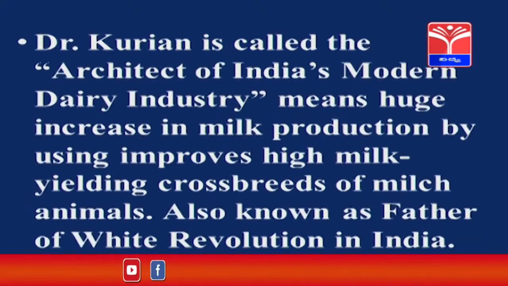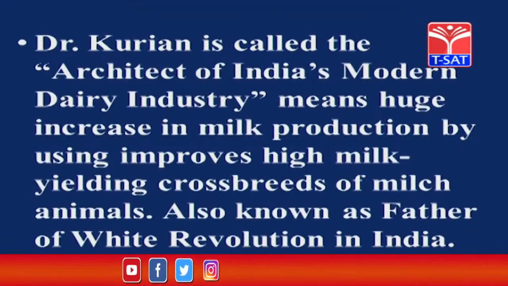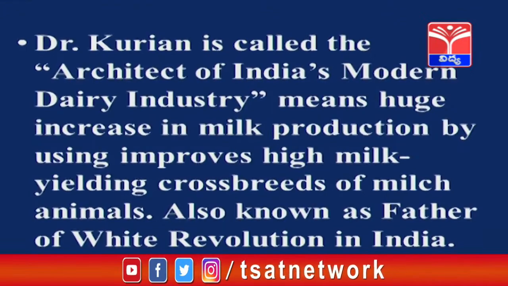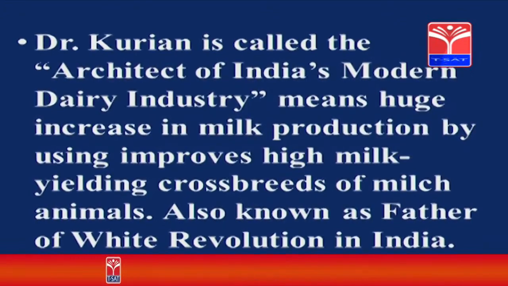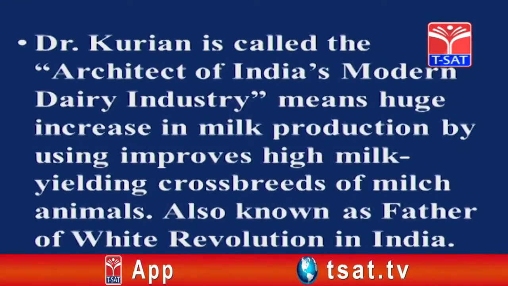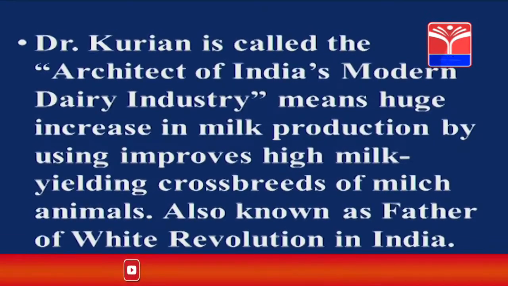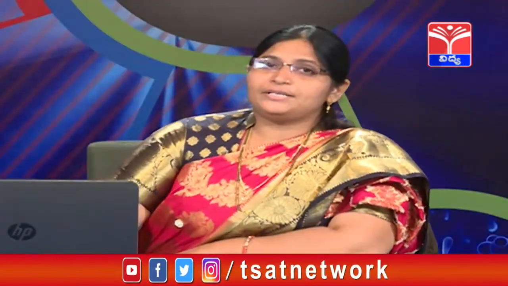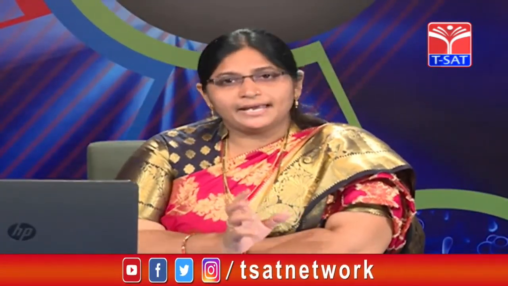Dr. Kurian is called the architect of India's modern dairy industry. That means a huge increase in milk production by using improved high milk yielding crossbreeds of milch animals. He is also known as father of white revolution in India. So, this is about Dr. Kurian. Have you understood, children? So, this is about the dairy management. I think you have understood this one.